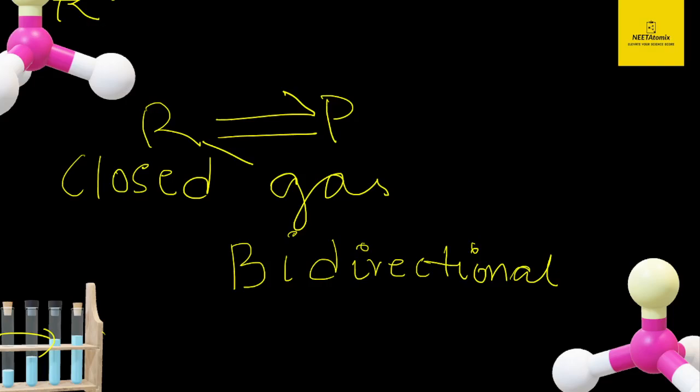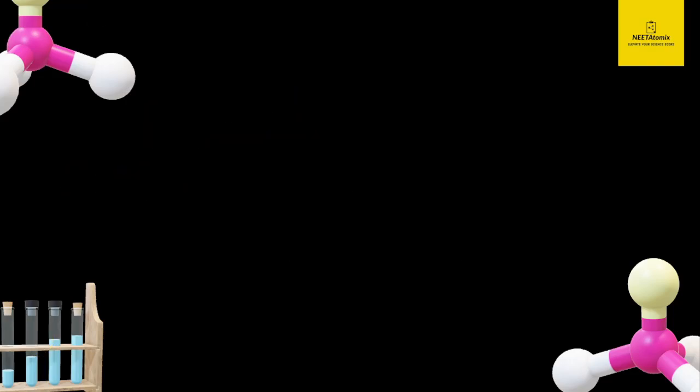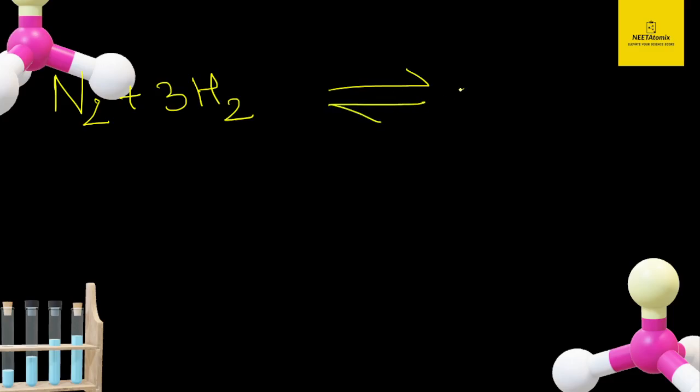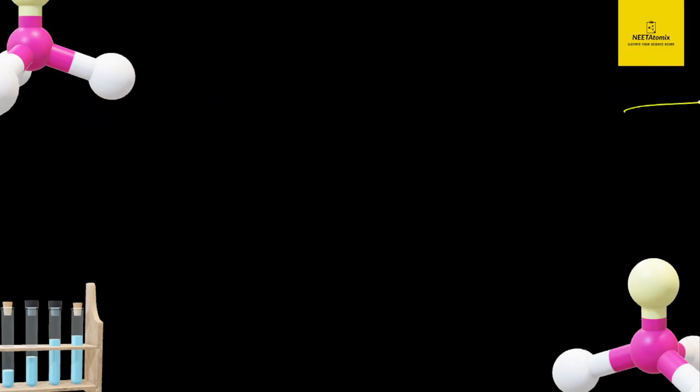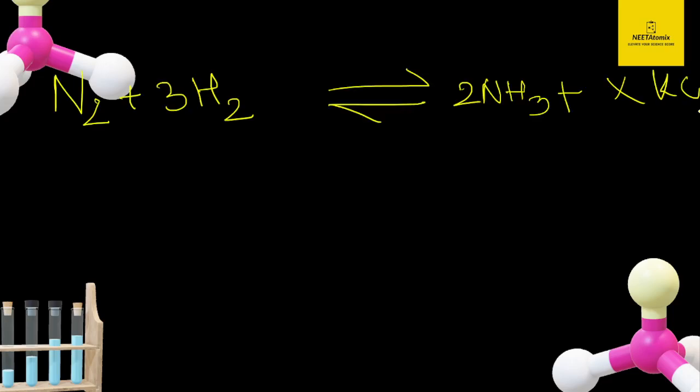So I will write the examples. Reaction between gases in a closed vessel. For example, if we take N2 plus 3H2, it will give you 2NH3 plus X kilocalories. This is the heat. Next, thermal decomposition reactions are reversible reactions which take place in the presence of a closed vessel.